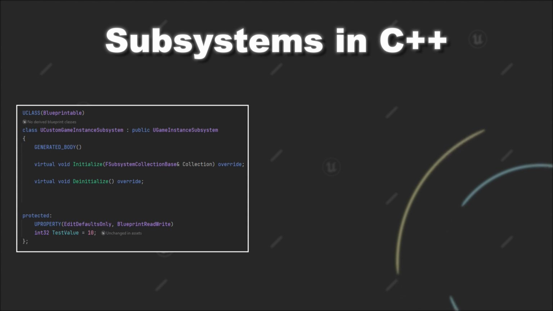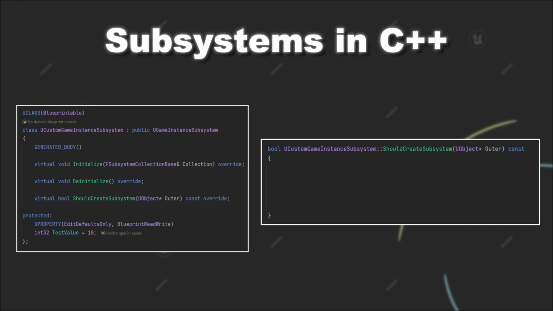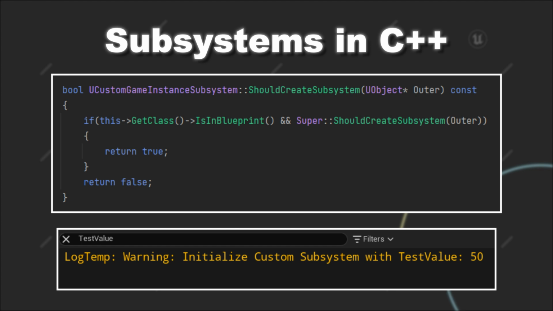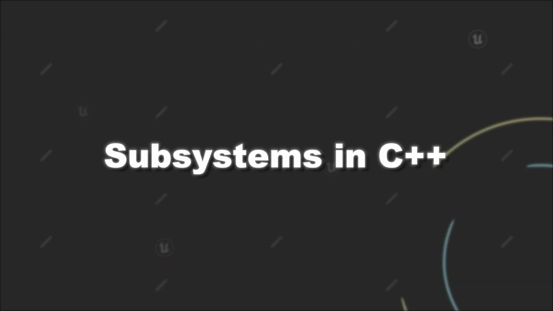For that you can override the function ShouldCreateSubsystem and check if the instance of your subsystem is based on a Blueprint class or not. Here you can also add other conditions, since sometimes it might not be necessary to have an instance of this subsystem. If we compile our project now with this version of ShouldCreateSubsystem, we will see that our initialization code will only be triggered once, namely for our Blueprint version. And with that, you should be ready to utilize subsystems in your project.